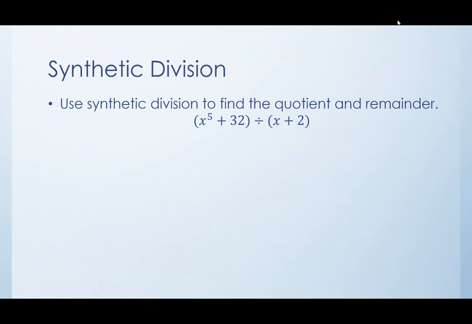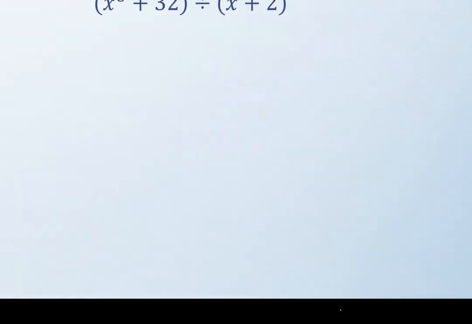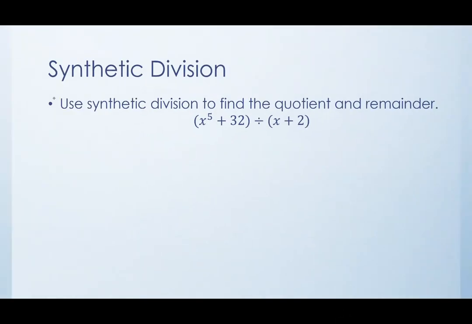Okay, so this go around, we are dividing x to the 5th plus 32 by x plus 2. All right, so our x plus 2 is really x minus negative 2. So that's an important thing to remember. And we also have missing terms. So watch out for those, right?